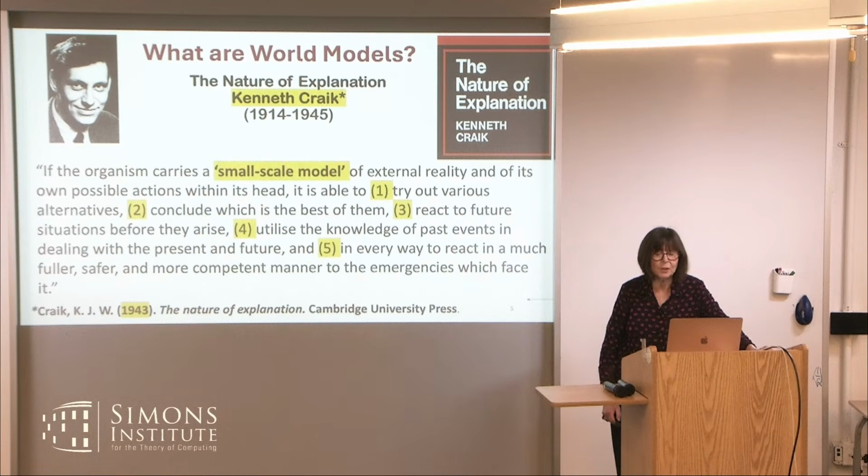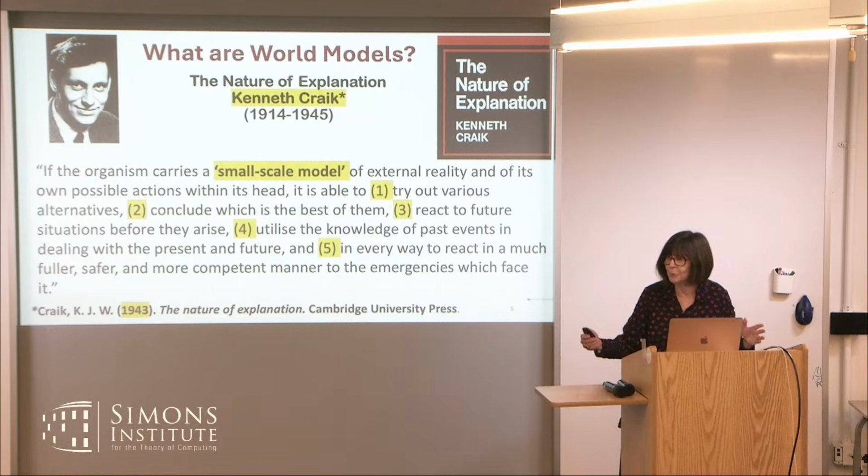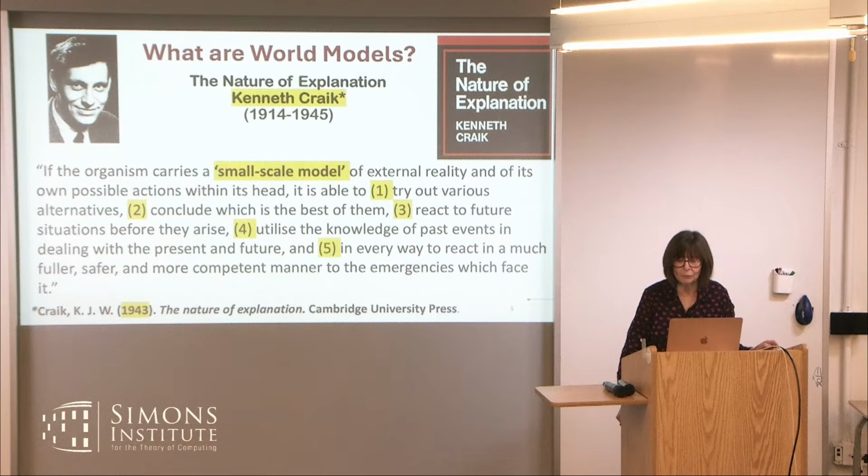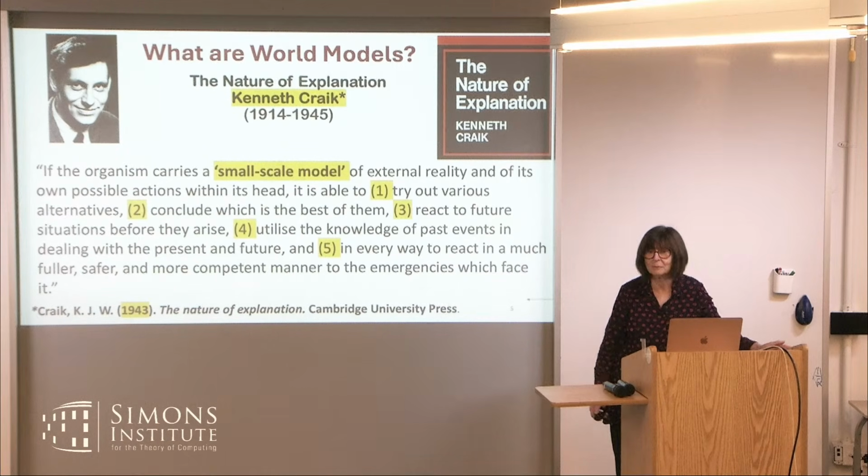Okay, so this is Craik's definition of world model, and he even uses the words early on. I have some numbers here which I put in because I think they're interesting points. He says: If the organism carries a small-scale model of external reality and its own possible actions within its head, it is able to, 1, try out various alternatives, 2, conclude which is the best of them, 3, react to future situations before they arise, 4, utilize the knowledge of past events in dealing with the present and the future, and 5, in every way to react in a much fuller, safer, and more competent manner to the emergencies which face it. I think this is very contemporary for today, and for me, this is a very good working definition for a world model.